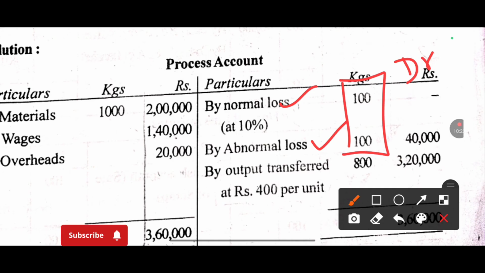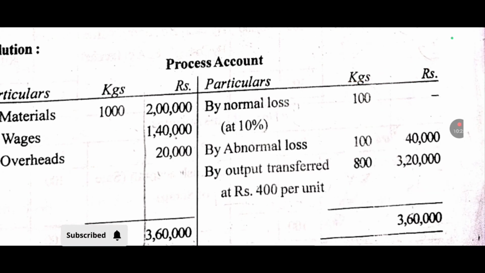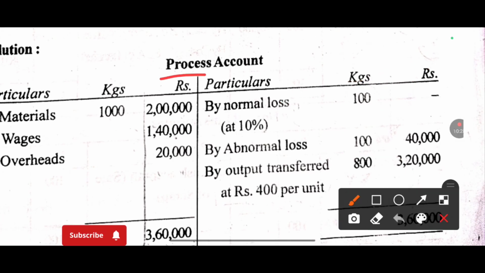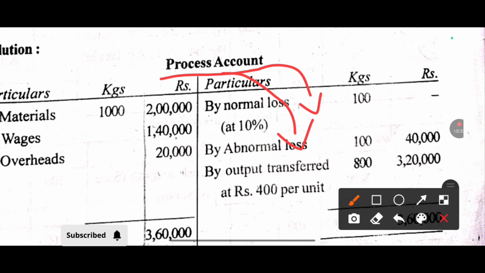In opposite side only it appears. Okay. So on which account it appears? Here in process account it appears. In process account, normal loss appears on creditor side, and in process account abnormal loss is also on creditor side of the process account. So now we are preparing the separate account for normal loss and abnormal loss. We are going to enter on opposite side. Which side is opposite to the creditor side?